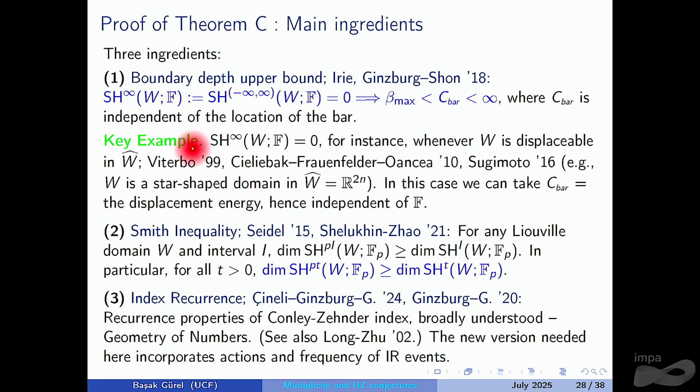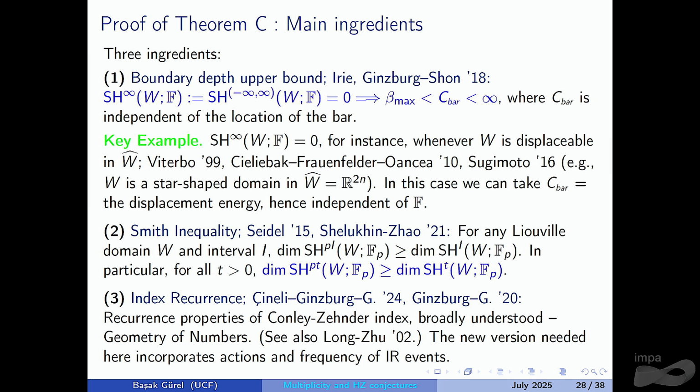The second is the Smith inequality, as I already mentioned. That was essential in Igor's work on the Hamiltonian Conley conjecture. This is the inequality that the dimension of the homology for p times an interval is at least as much as the symplectic homology that you pick up for the interval. But this is true for positive characteristic fields.